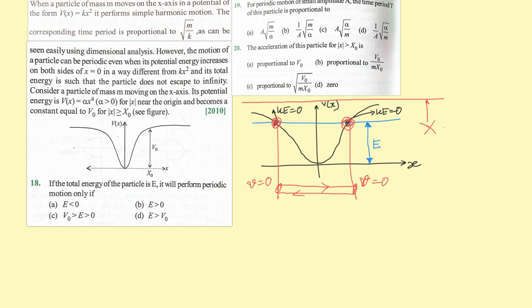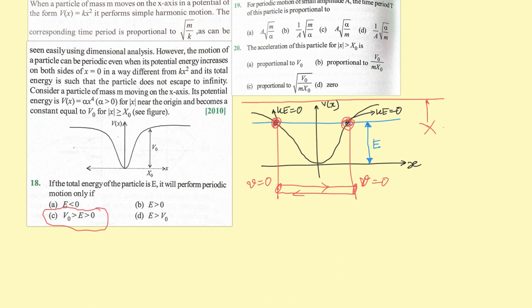So in question number 18, if you see, total energy of the particle is E, it will perform periodic motion only if this E is less than V naught. E is less than V naught, so option C is correct. So that means E is between 0 and V naught.